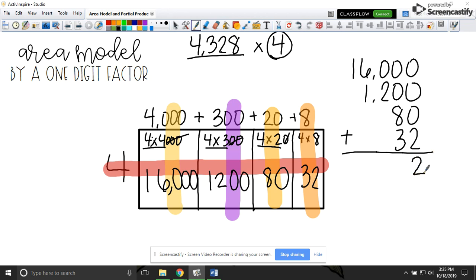In our ones place, we have 2. In our tens place, we have 11. In our hundreds place, we have 3. In our thousands place, we have 7. And in our 10,000s place, we have 1. 17,312 is our final product.